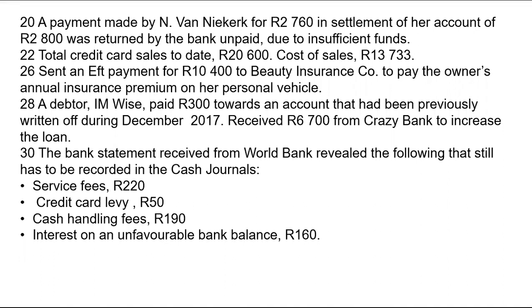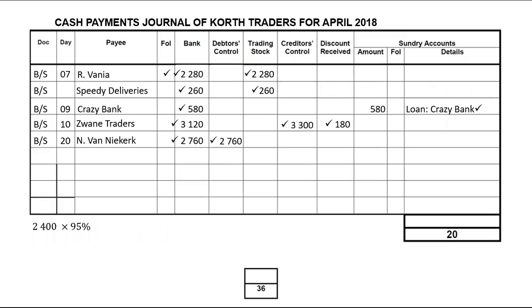Sent an EFT payment for 10,400 to Beauty Insurance Corp to pay the owner's annual insurance premium on her personal vehicle. Here we will record this in the cash payments journal because we are making a payment and we are paying Beauty Insurance Corp. Question again, which two accounts will be affected? It's bank and insurance expense, correct?